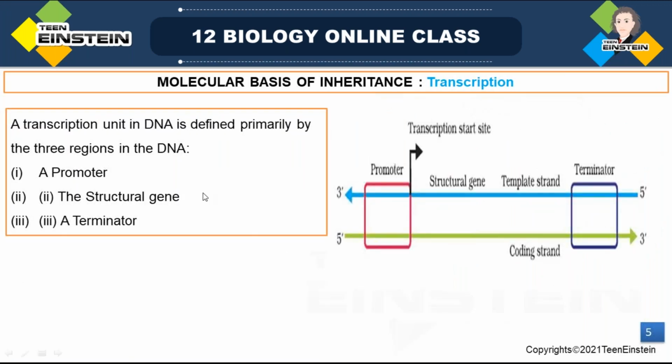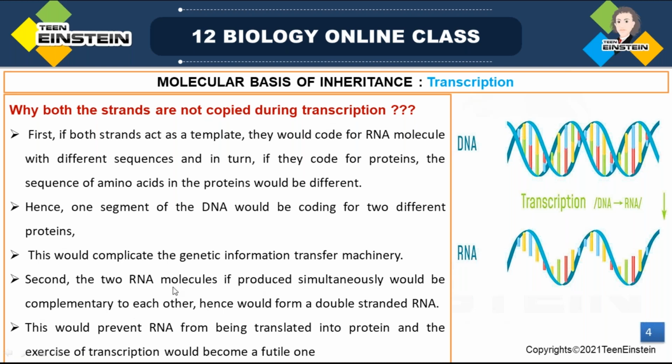The second reason is that if two RNA molecules are produced simultaneously from the same DNA, they will be complementary to each other. Hence, they may form double-stranded RNA. So there is a chance of forming double-stranded RNA. You know that double-stranded RNA will prevent translation into protein. That RNA won't form protein because double-stranded RNA doesn't code for protein, and that transcription will go waste, or become useless.